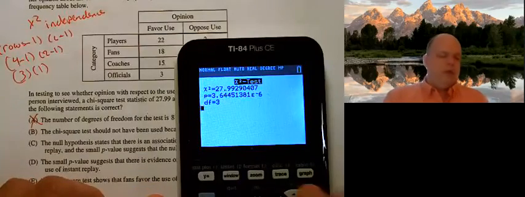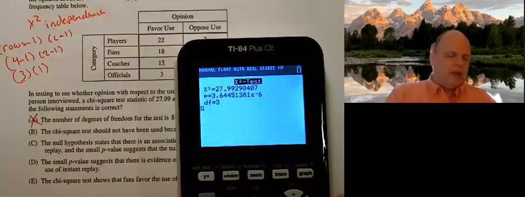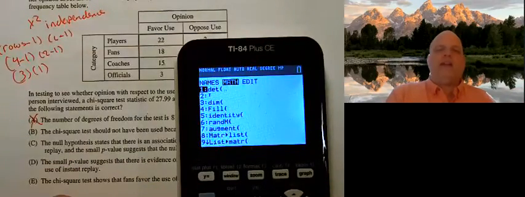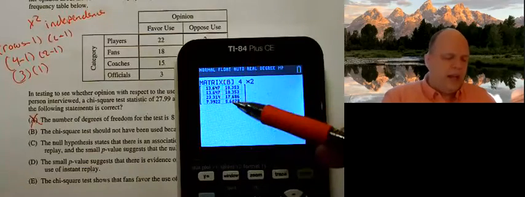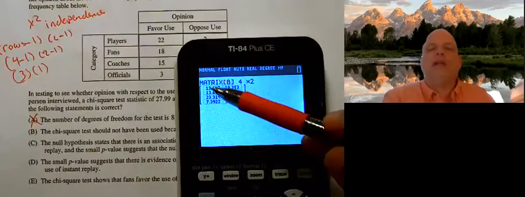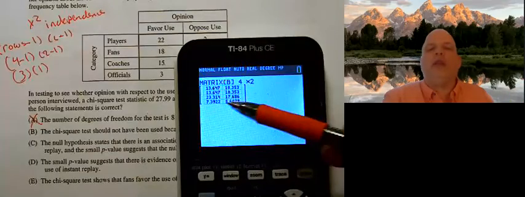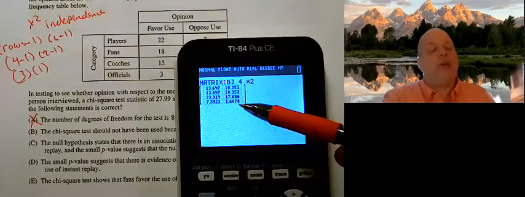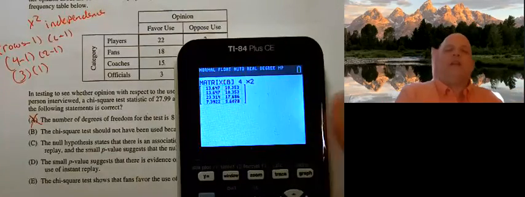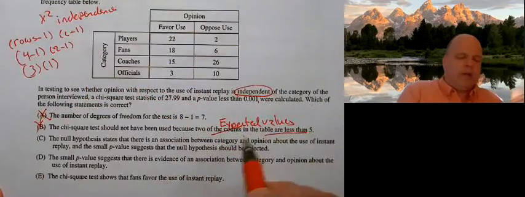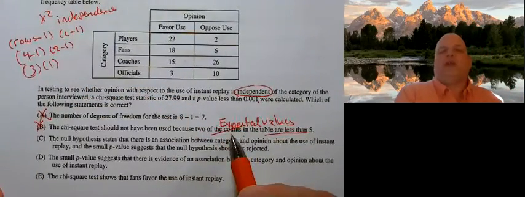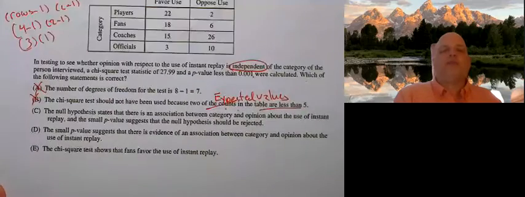Now, if I go back to second matrix, arrow over to edit, drop down, I can see that every single one of my expected values is greater than 5. 5.6, but still greater than 5. So all the expected values are greater than 5, so I don't have to worry about it. Please be careful. Counts, we don't care about the size of the counts, we care about the expected values.